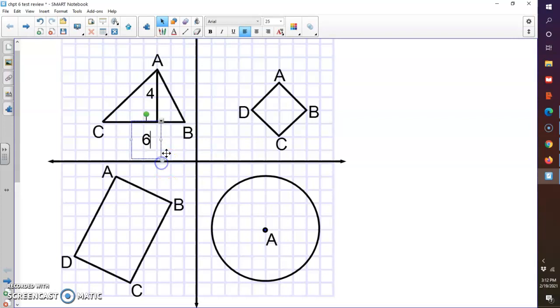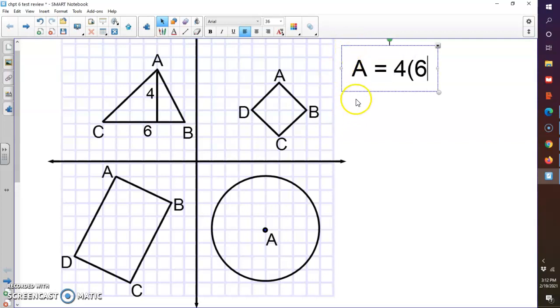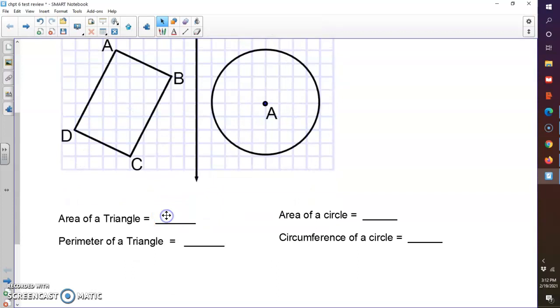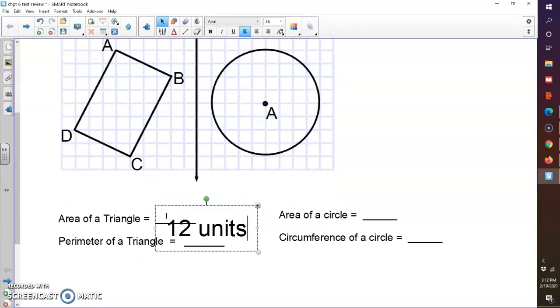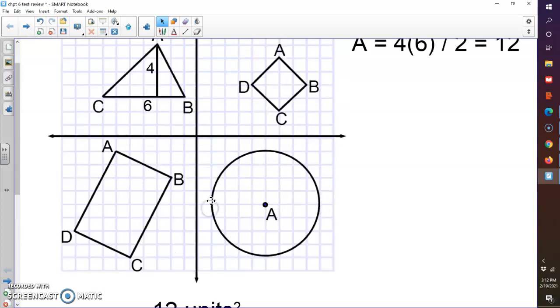And remember, area of a triangle is height times base. Height is 4, base is 6. And then we're going to divide that all by 2. And we're going to get 12. And remember, with area, it has to be 12 units squared. Whoops, sorry about that. There we go. All right, so that's how we have to write an area of a triangle.